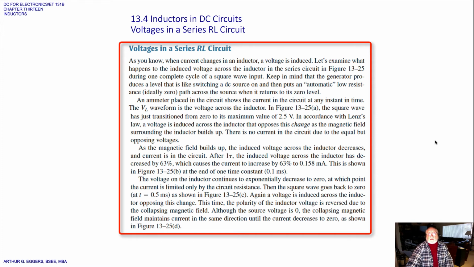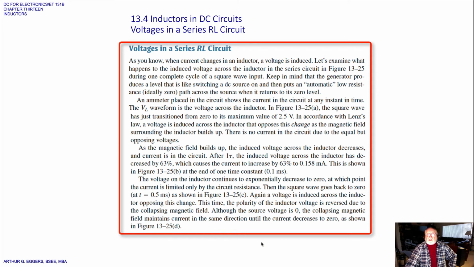After one time constant, the induced voltage across the inductor has decreased by 63%, which causes the current to increase by 63% to 1.158 milliamps. This is shown in the figure. The voltage on the inductor continues to exponentially decrease to 0, at which point the current is limited only by the circuit resistance. Then the square wave goes back to 0 at half a millisecond.